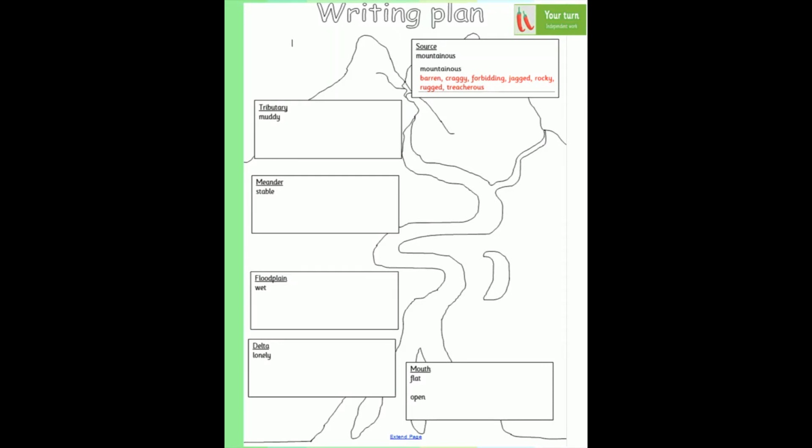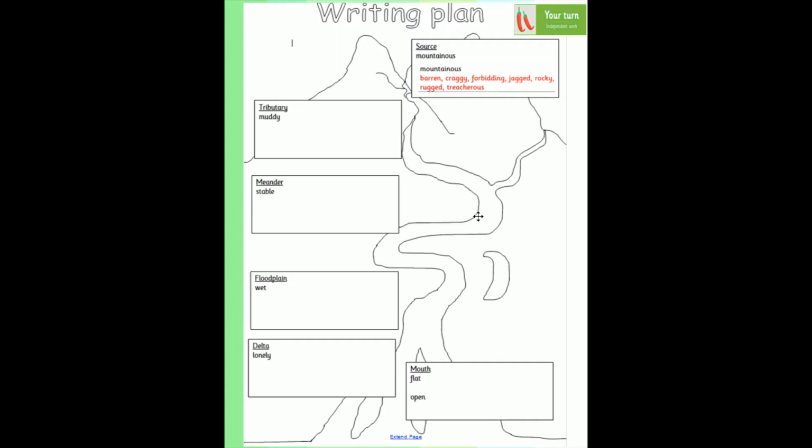Okay, so now you've had a go at finding some synonyms for the word mountainous and written them on your plan or down on a piece of paper. We're going to have a think about the other features of a river: the tributary, the meander, the floodplain, the deltas, and the mouth area. I've had a go at thinking of some adjectives to describe the land at each different feature of the river. So at the tributary, I've thought it would be quite muddy because that's where the two rivers join, so there'd probably be quite a lot of water flowing there.